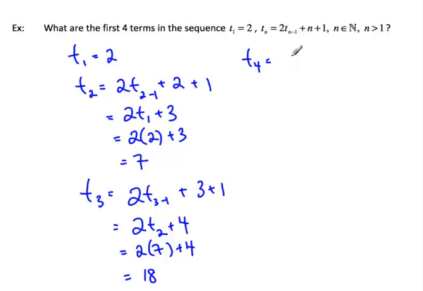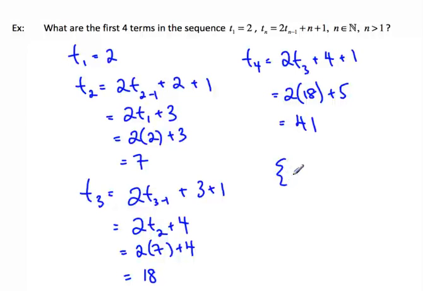For term 4, we get 2 times term, we know how this works now, term 3 plus 4 plus 1. Term 3 is 18, so we get 2 times 18 plus 5 is equal to 36 plus 5 is equal to 41. So this sequence goes 2, 7, 18, 41, and then continues. So that's an introduction to the recursive definition of a sequence.